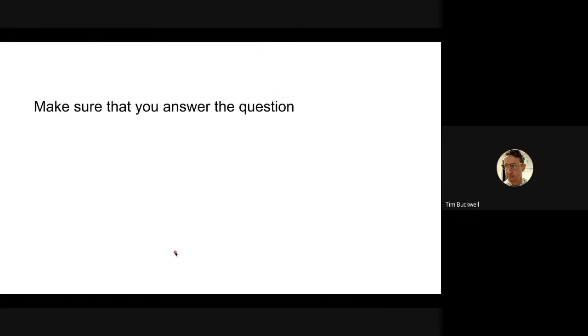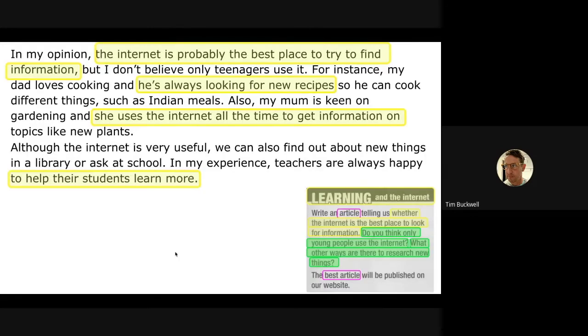Make sure that you answer the question properly. Make sure that you talk about the subject and you include the content points. Let's have a look at this now. So the subject of this article was learning in the internet. Is the internet the best place to look for information? And this person has said the internet is probably the best place to find information.